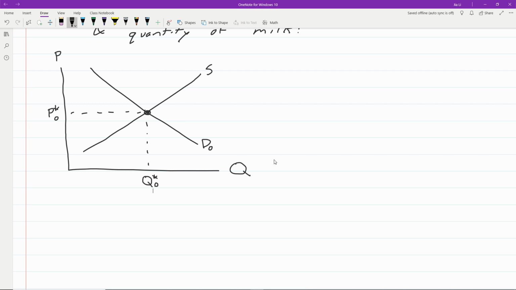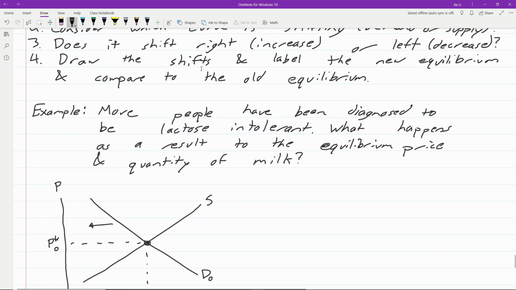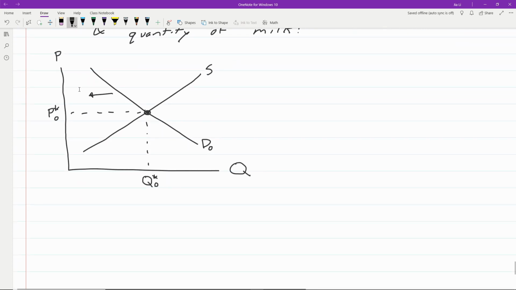So I will go ahead and draw that change. This is a part of step 4 now: draw the shifts and then label the new equilibrium and compare to the old one. So I'll go ahead and do that. Remember, it's a decrease in demand, which means we always want to move the curve to the left for a decrease. Moving a curve to the left is a decrease. And then I'll label this D1 for the new demand curve, because we're going from 0 to 1, of course.